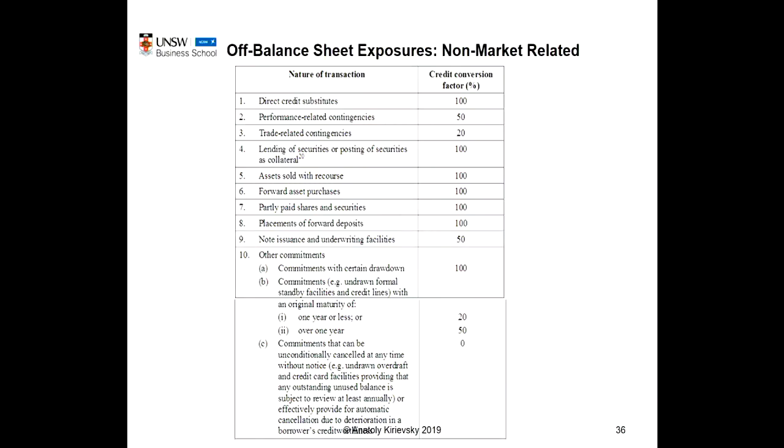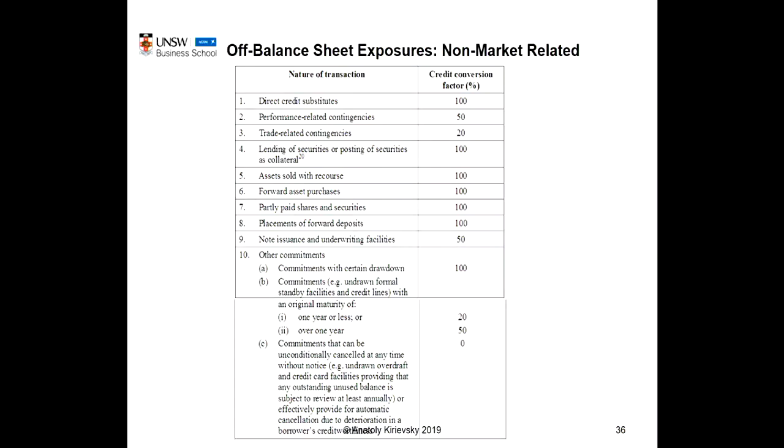Commitments, i.e. undrawn formal standby facilities and credit lines with an original maturity of 1 year or less. So if you have a credit line, and we discussed what credit lines are, an ability to borrow, and the original maturity is 1 year or less, the conversion factor is 20%. More than 1 year, the conversion factor is 50%.